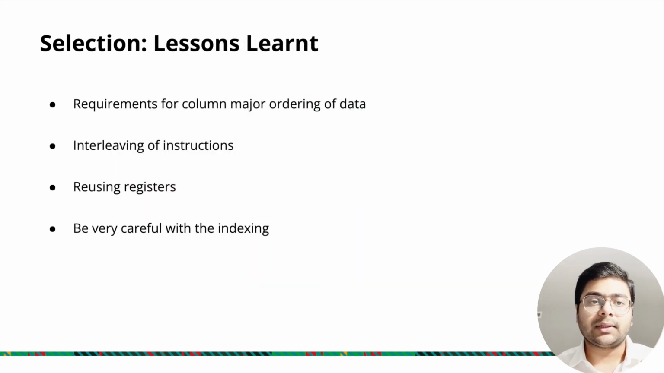Key lessons to summarize were about interleaving instructions and reusing registers. Another key decision we took was to convert our fitness arrays to a column major matrix.